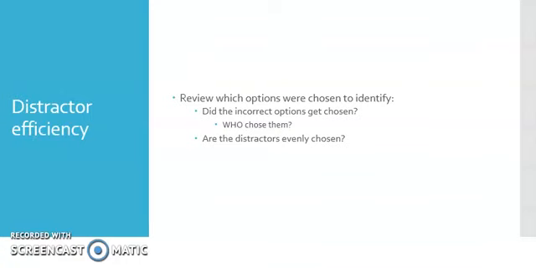So although the first 2 we might not do every time we give an exam, we should always look at this. This is called distractor efficiency. And this just means let's review which of our options in the multiple choice were chosen. We do this to figure out, did the incorrect options all get chosen? Who chose those items? And are the distractors evenly chosen? Again, the goal of the distractors is to give us diagnostic information. When a learner chooses an incorrect item, it can let the instructor know what information is not yet understood or is understood in a shallow way.